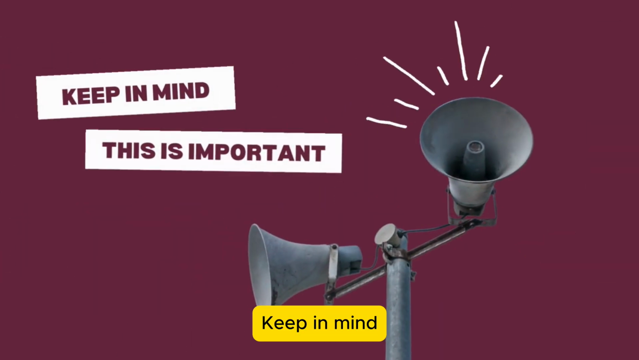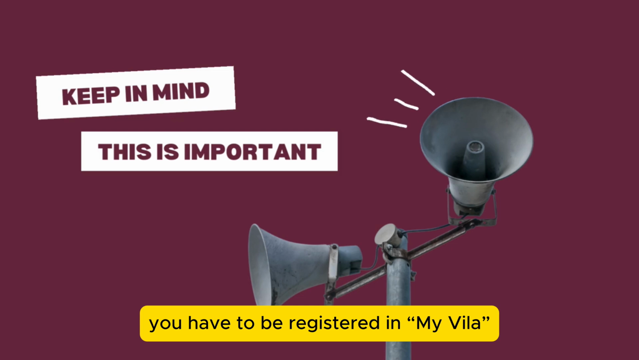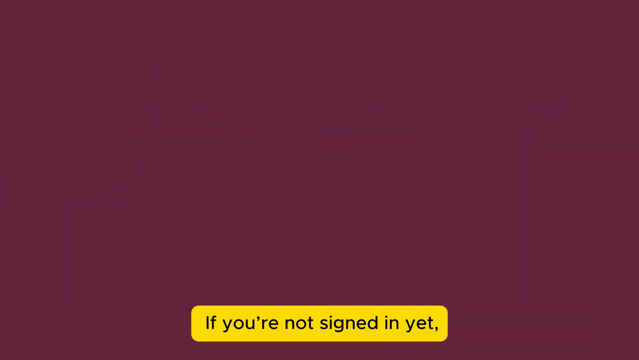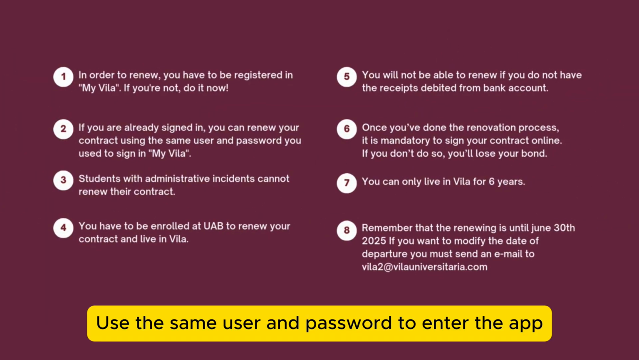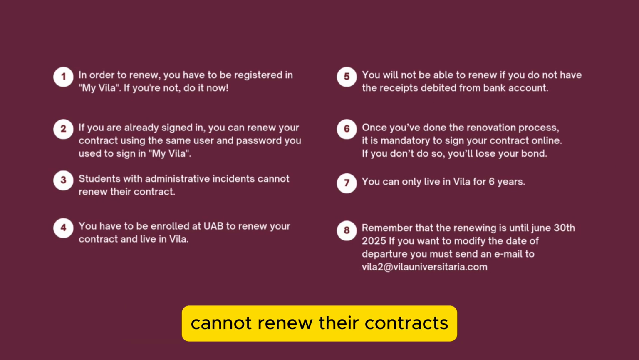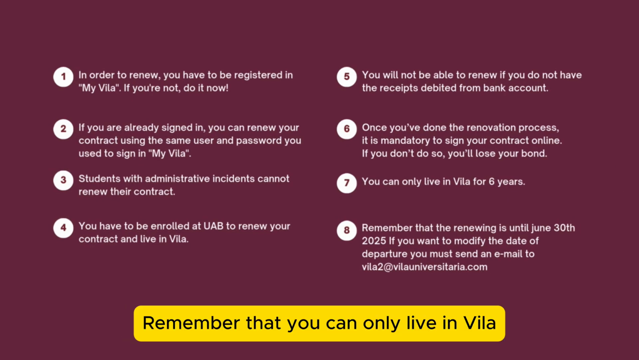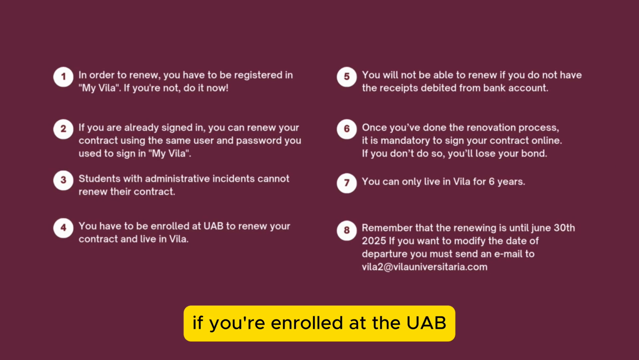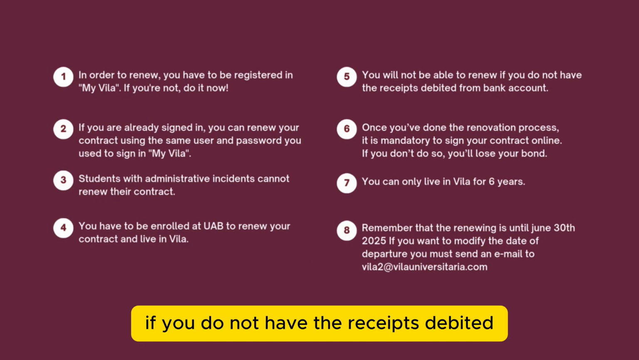Keep in mind, in order to renew, you have to be registered in My Vila. If you're not signed in yet, do it now. Use the same user and password to enter the app. The students with administrative incidents cannot renew their contracts. Remember that you can only live in Vila if you're enrolled at the UAB. You will not be able to renew if you do not have the receipts debited from your bank account.